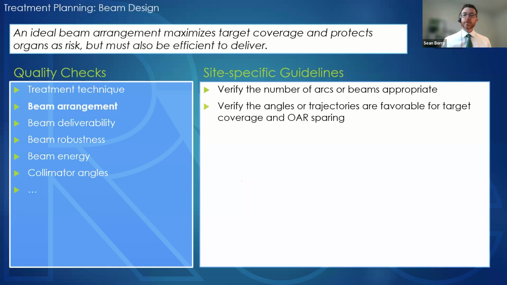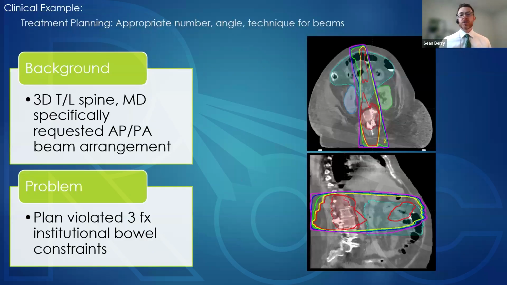Now, when it comes to beam arrangement, you want to ask yourself, is the number and direction of these beams reasonable? Again, it would be very helpful to form a department standardization. For particular body sites that you treat frequently, if you had a standard beam arrangement, it will help you with quality and throughput. And when you're looking at your beams, you want to say, for the anatomy, are the chosen angles the best for avoiding unnecessary dose to the organs at risk?